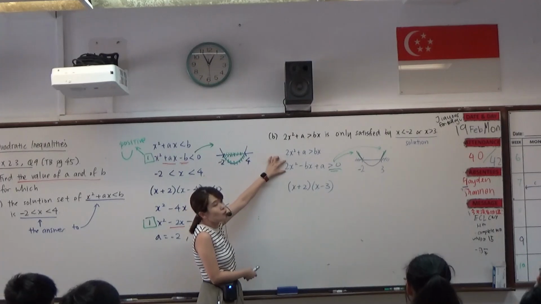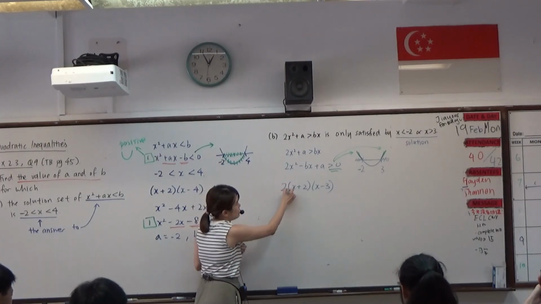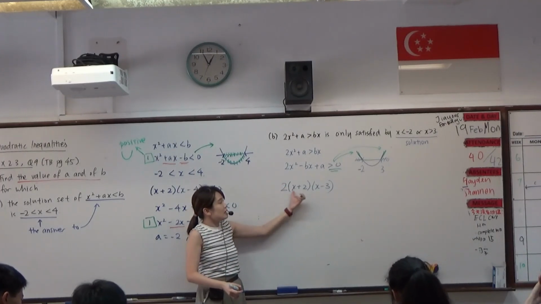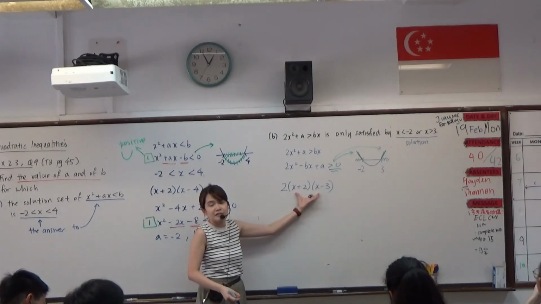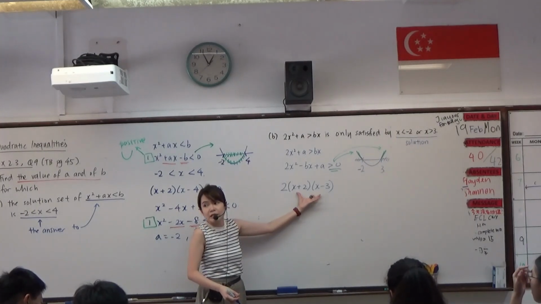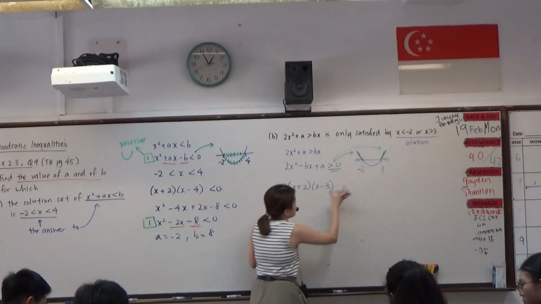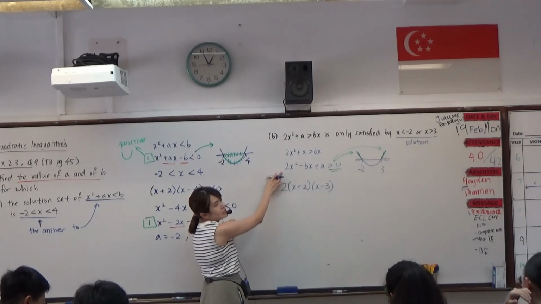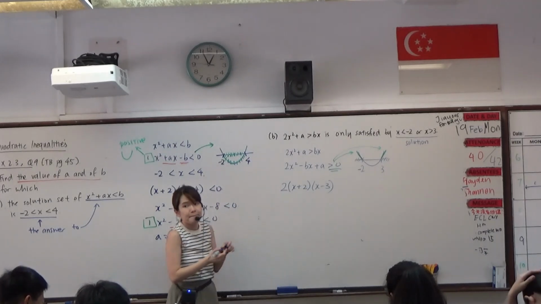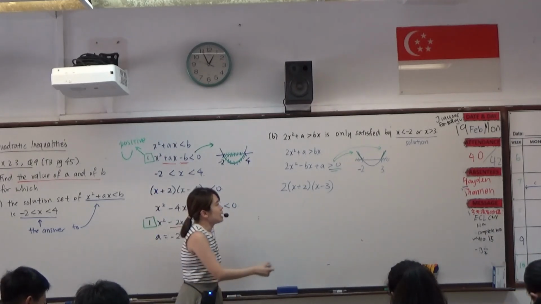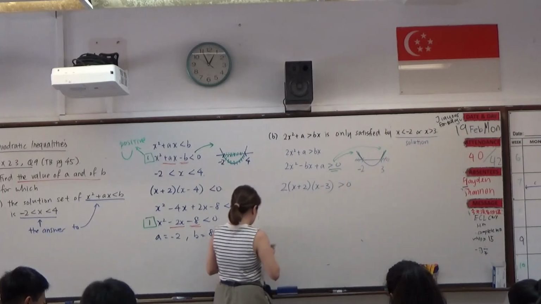Okay, so where did this 2 over here go? We just have to add it in, because it doesn't affect how our factorized form looks. Right? So I get this based on the roots, and then this 2 is because of the coefficient of x squared, for which I will now expand it.